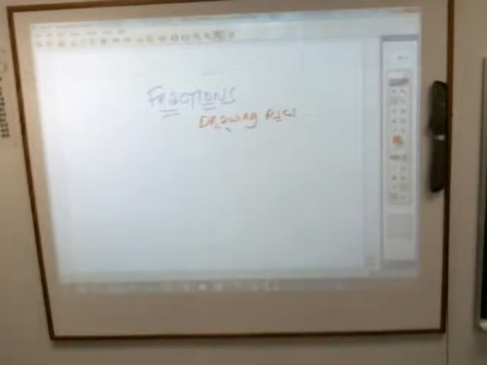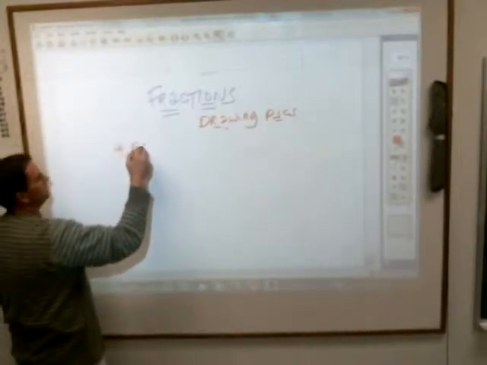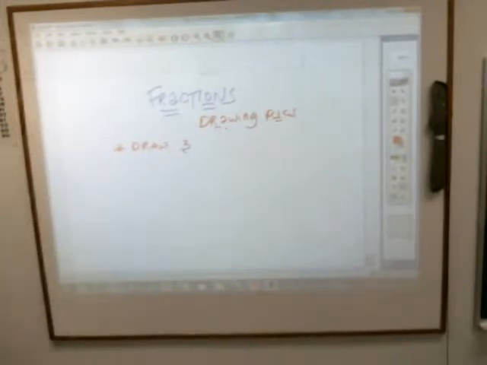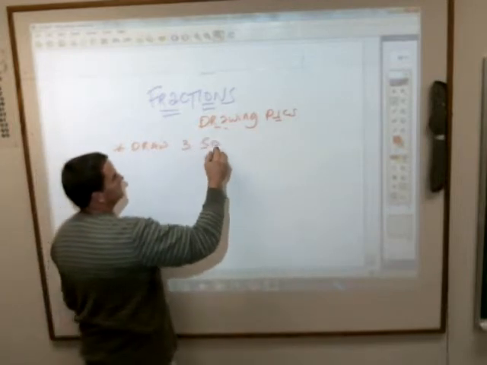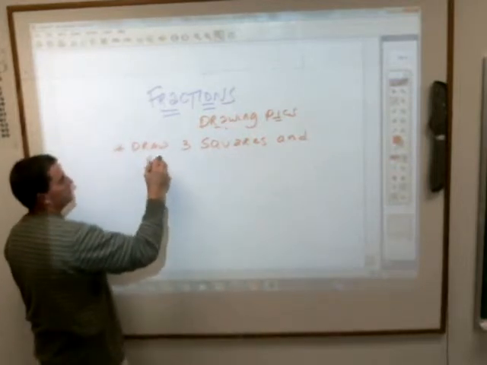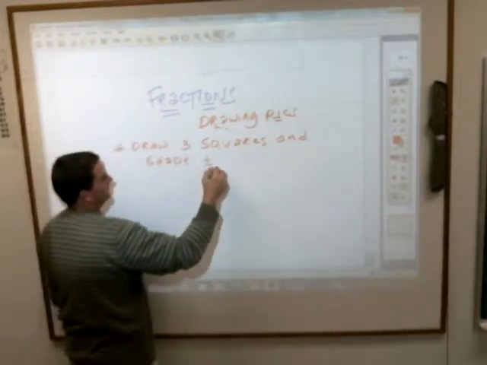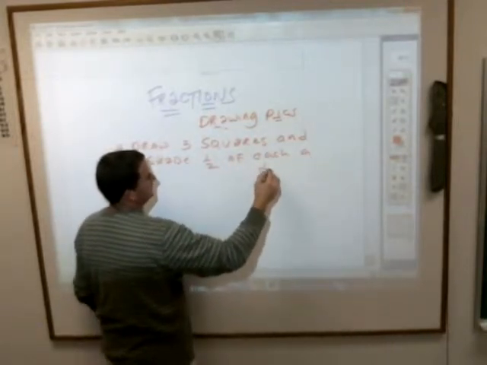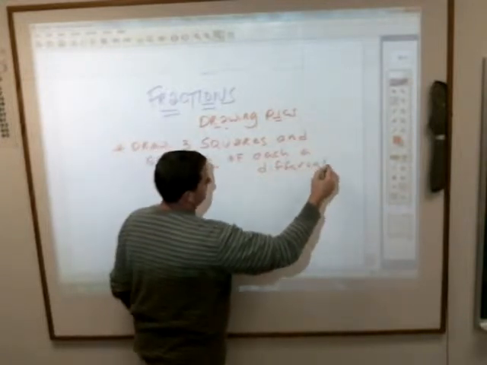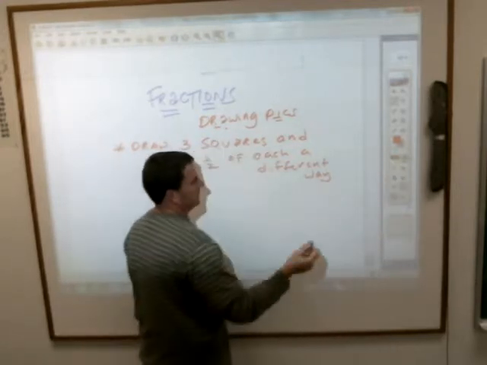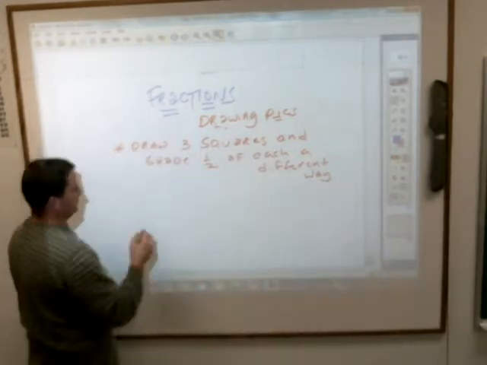Here is, for example, we're going to draw three squares. Draw 3 squares and shade 1/2 of each a different way. Which simply just means this. The toughest thing to do is get 3 squares that kind of look alike. But we'll do our best here.